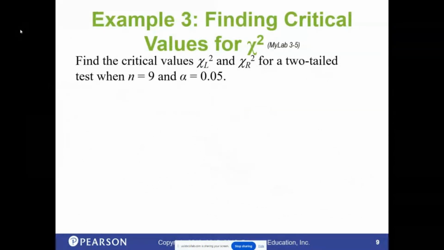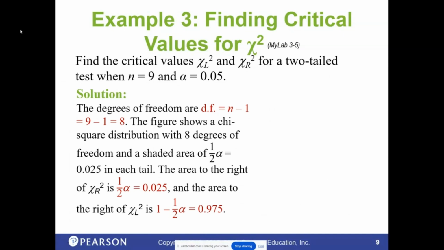Okay, and then one more. Before we get into more details, we want to find the critical values for a two-tailed test. N is 9, alpha is 0.05. So if alpha is 0.05, then the numbers that I need to look up are going to be half of that, so 0.025, and then 1 minus that number, so 0.975. And then N is 9, making DF 8.